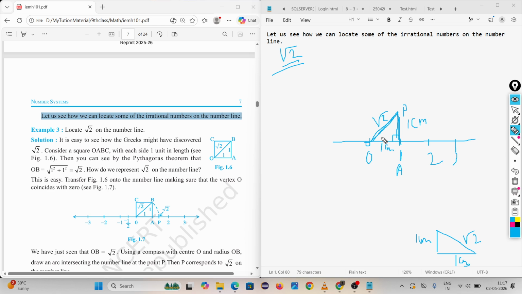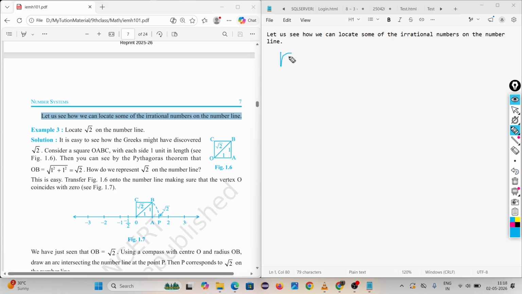You understand? Then taking O as the center and OP as the radius, draw one arc and name the arc as C. The point on which the arc touches the number line represents root 2. It is the root 2 centimeter length. By taking this as the radius, we are cutting one arc that represents root 2. This is the concept, how we represent root 2 on the number line.